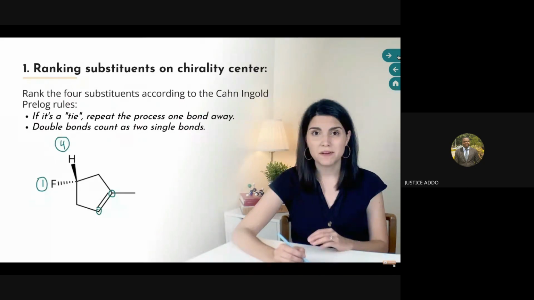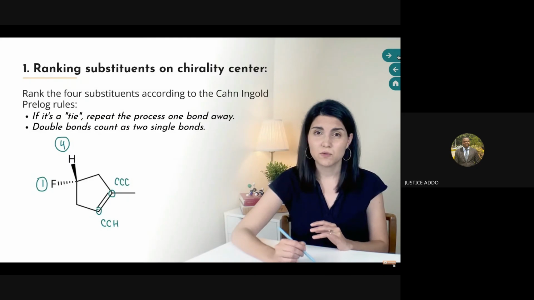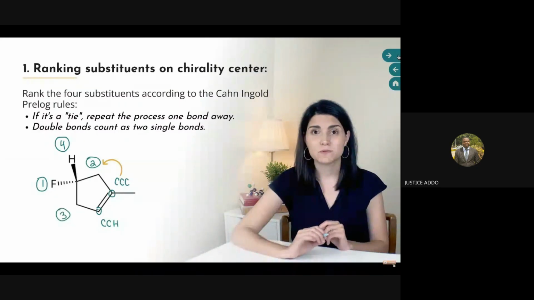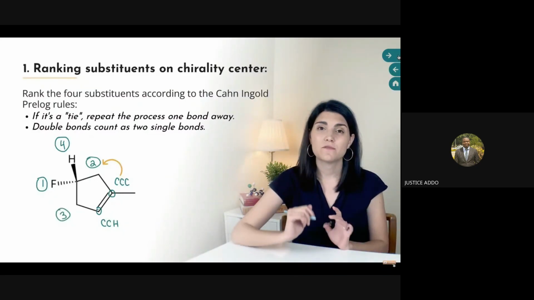When you have a double bond, you consider it as 2 single bonds to the same atom. So for example, this carbon, we would consider it bonded to a carbon and a hydrogen. And this other carbon, we would consider it to be bonded to a carbon, and then another carbon. So this carbon that's connected to 3 carbons is the winner. And because it came from this side of the ring, we would make this carbon priority 2, and then this one priority 3. Once you have all your substituents ranked from 1 to 4, it's time for the next step.